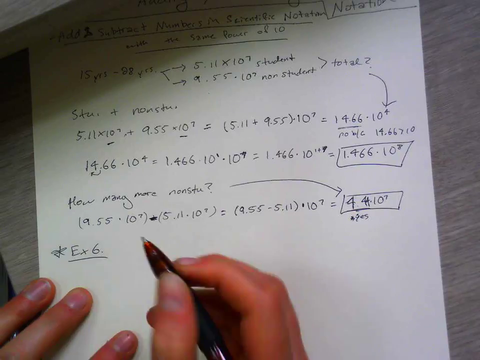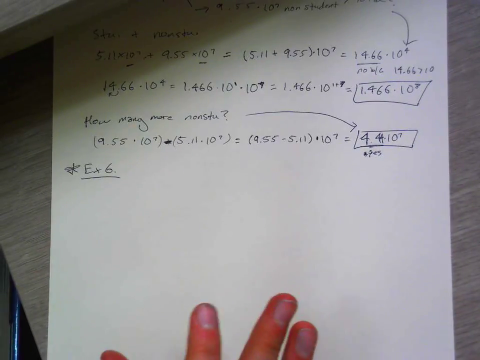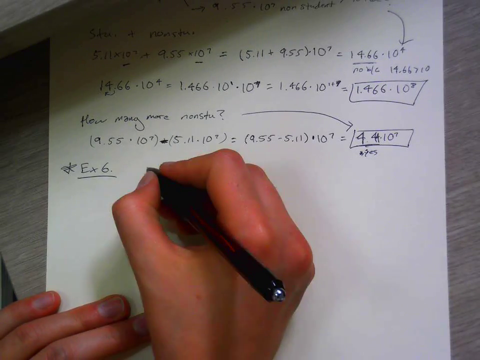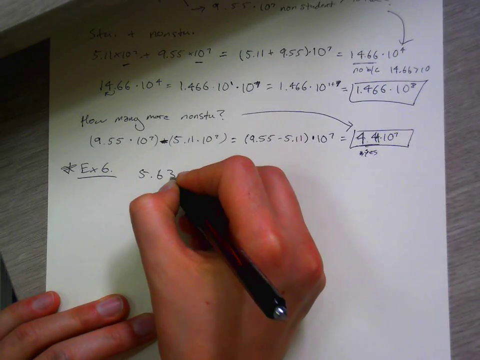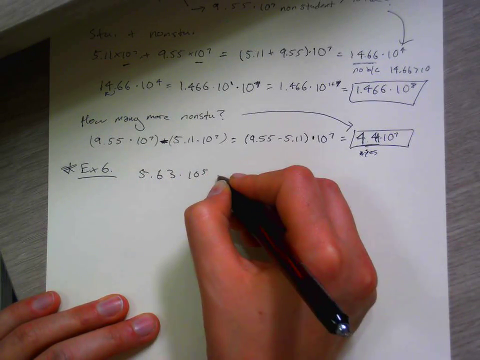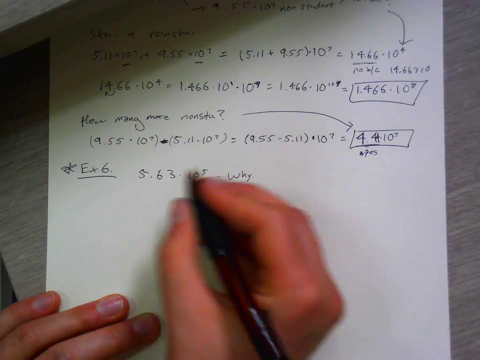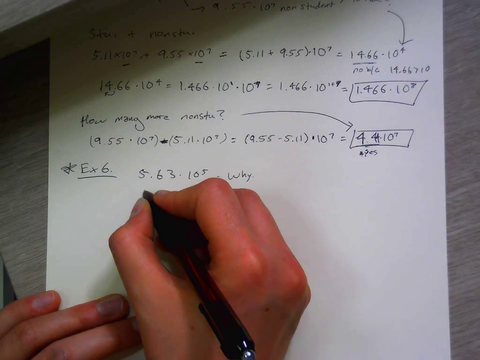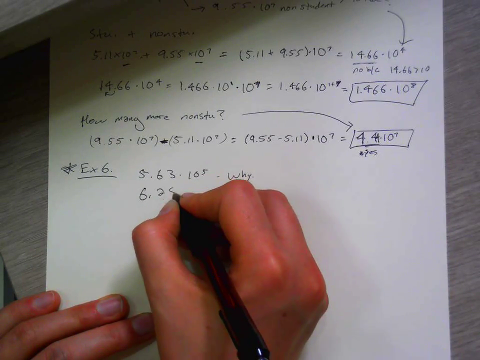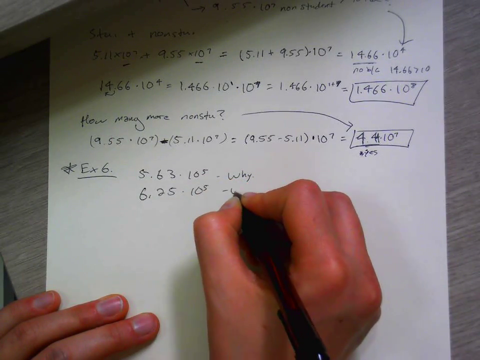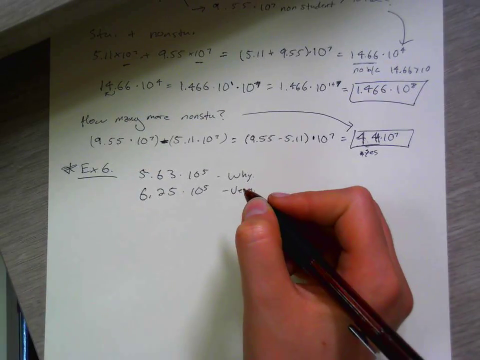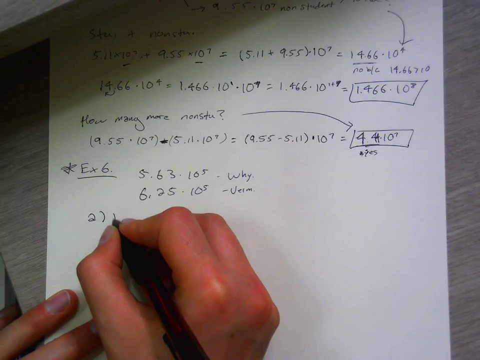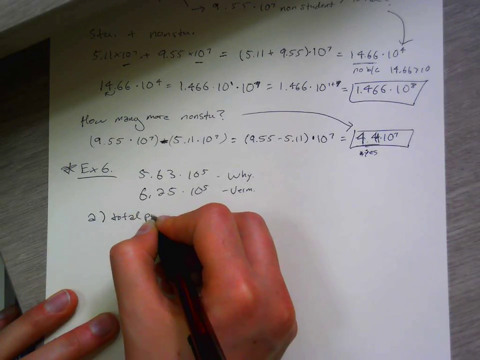Example 6 says, as of the 2010 census, the population of Wyoming was approximately 5.63 times 10 to the 5th. And that's Wyoming, a state that we have. I visited there this summer. And the population of Vermont was 6.25 times 10 to the 5th. That's Vermont. I've never been to Vermont, unfortunately. So let's find the total population.